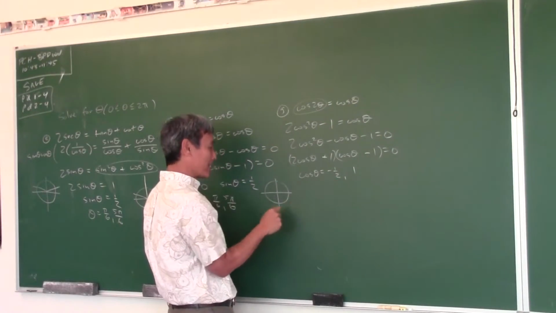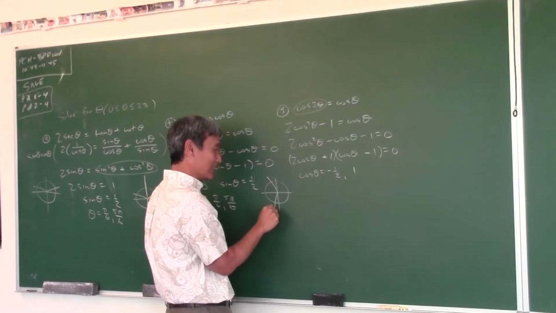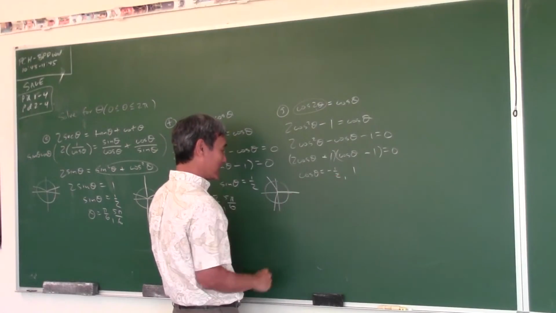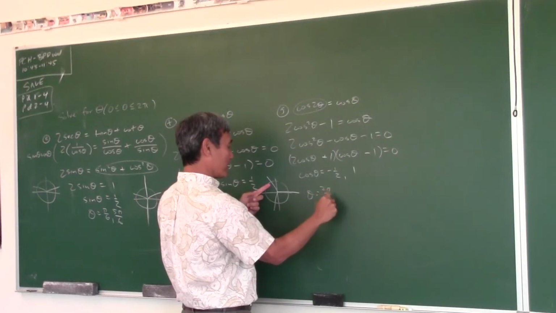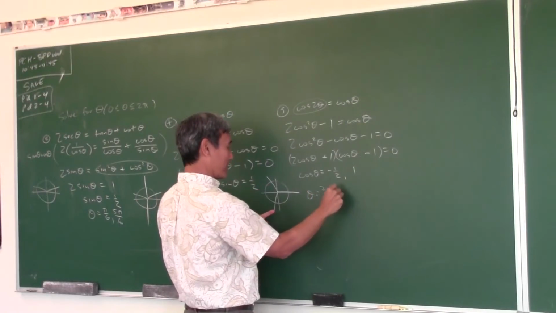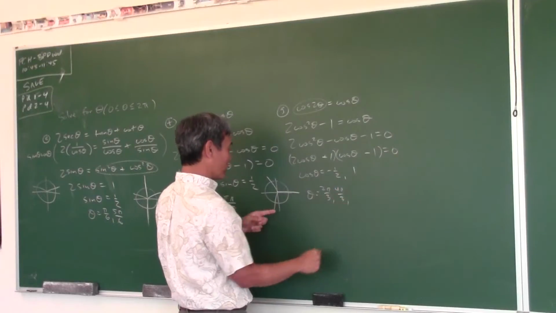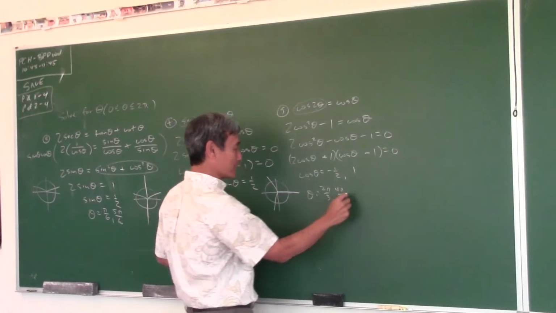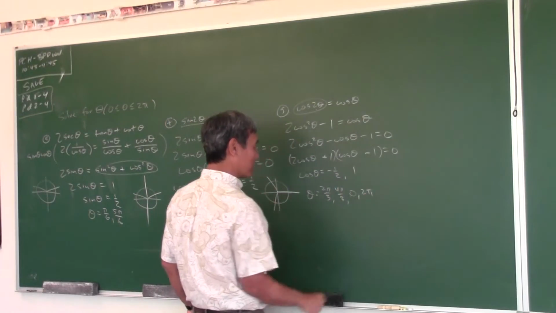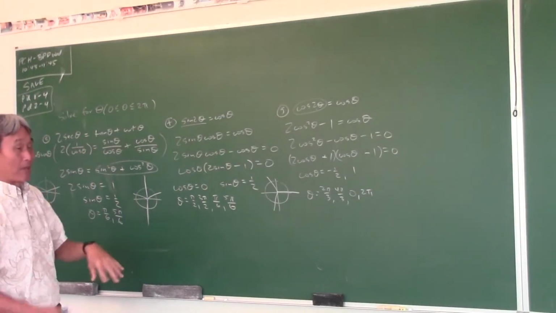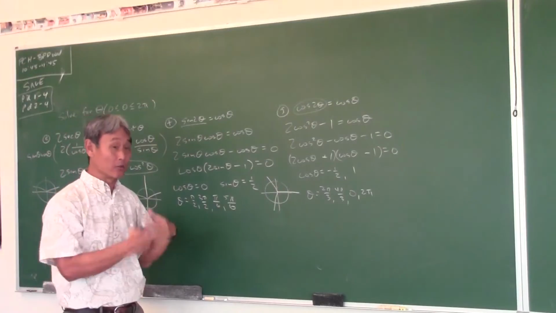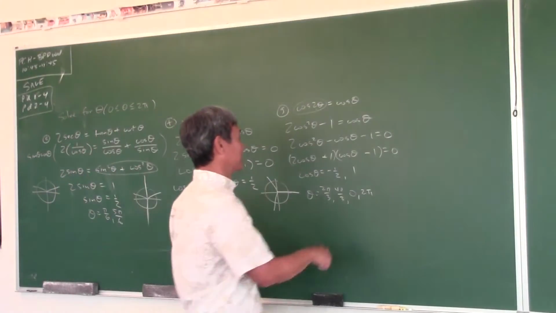Where is cosine negative half? Where is cosine 1? So this would be 2 pi over 3, 4 pi over 3. And where is cosine equal to 1? That's 0 and 2 pi now. Notice that it does include 2 pi, so basically, if 0 is an answer, then 2 pi is an answer as well.